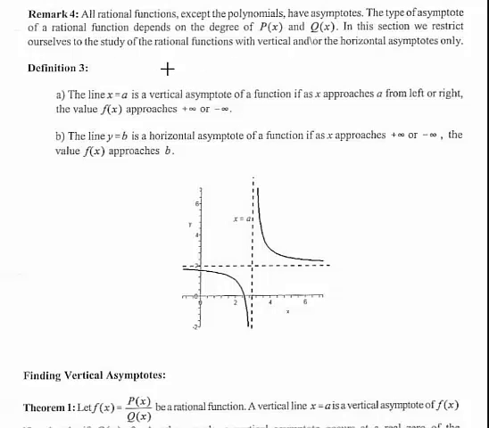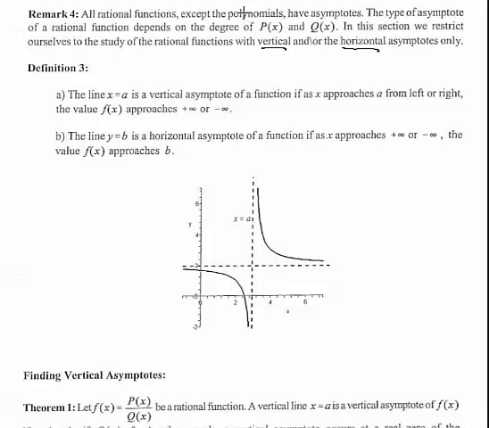Alright. Remark 4, all rational functions except polynomials have asymptotes. The type of asymptote of a rational function depends on the degrees of the polynomial on top and the one on bottom. And so here it reminds you that we're only going to look at these types, vertical and horizontal, not the slant or the other types of curves.